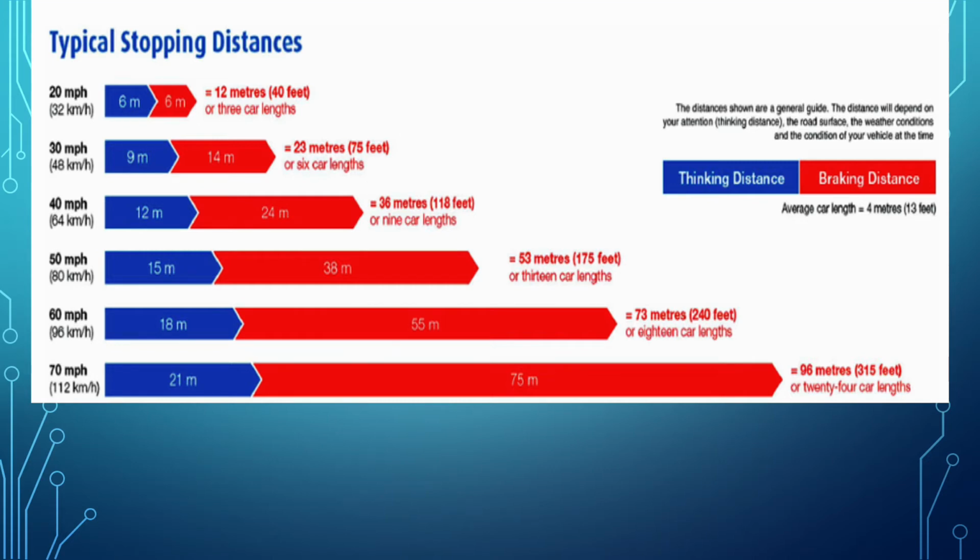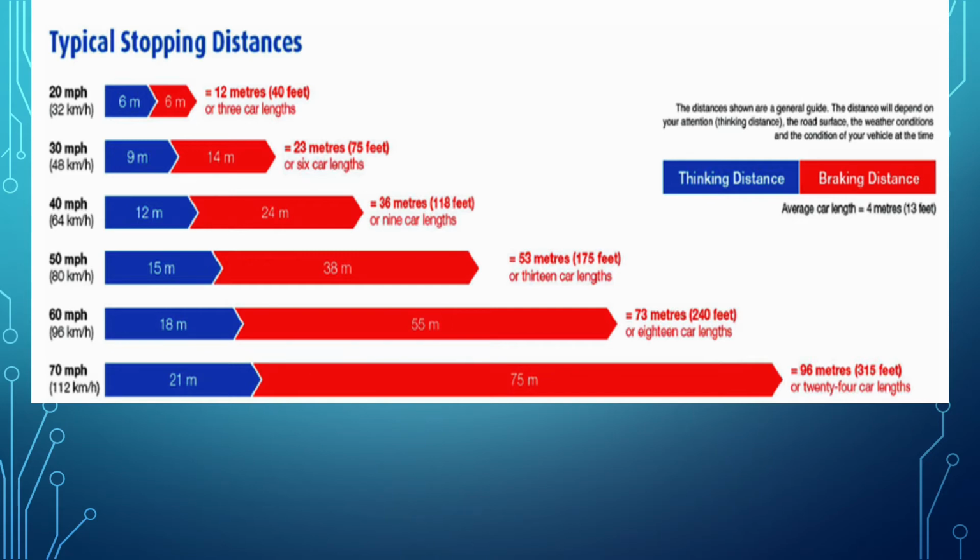So you can clearly see that the faster you're going, so on the left side we have speeds going from 20, 30, 40, 50, all the way up to 70 miles per hour. And at different speeds, your thinking distance is also increasing, but also your braking distance is increasing quite a bit as well. So just to put this into perspective, if your car is traveling at 40 miles per hour, right? So that's the third one down.